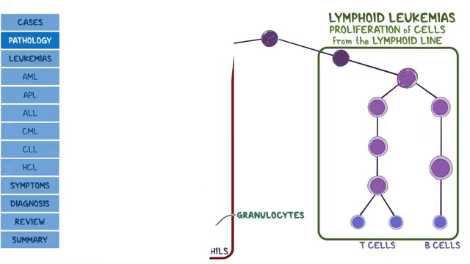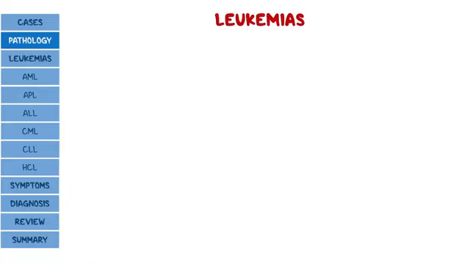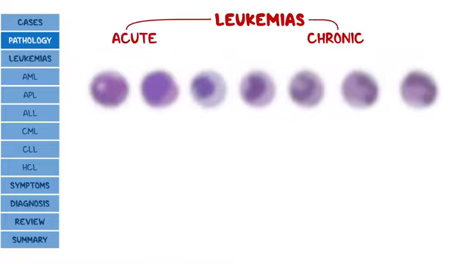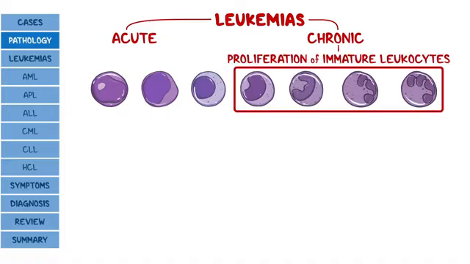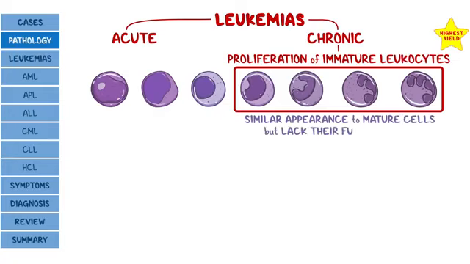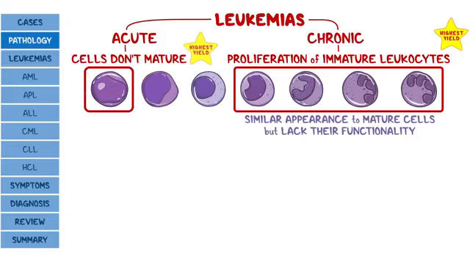Okay, now a high-yield fact is that leukemias can be further divided into acute or chronic leukemias. In general, chronic leukemias are caused by the increased proliferation of immature leukocytes, and these can have a similar appearance to mature cells but lack their functionality. This is a key distinction from acute leukemias, where the abnormal white blood cells don't mature at all, and usually remain in the earlier blast form.